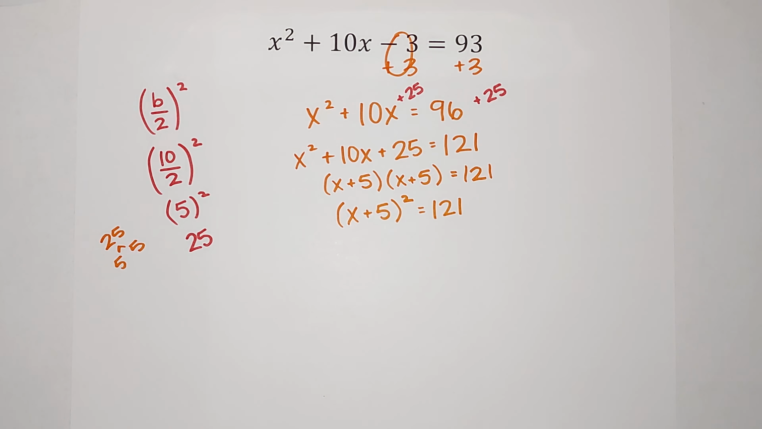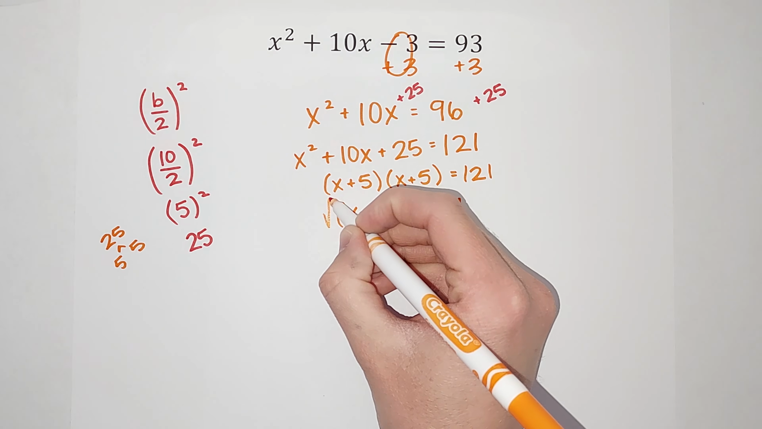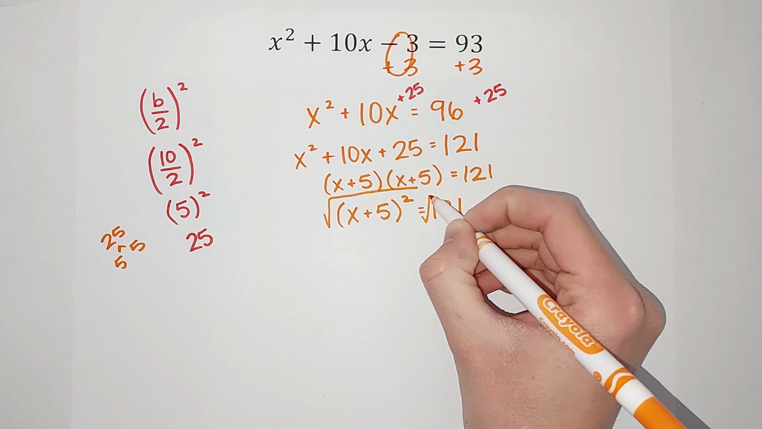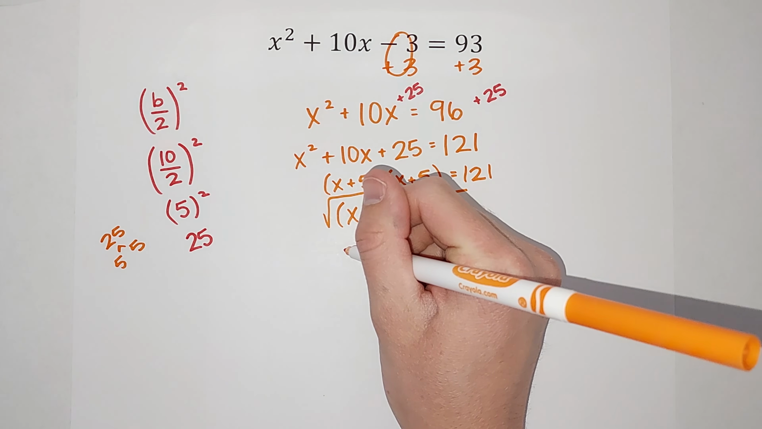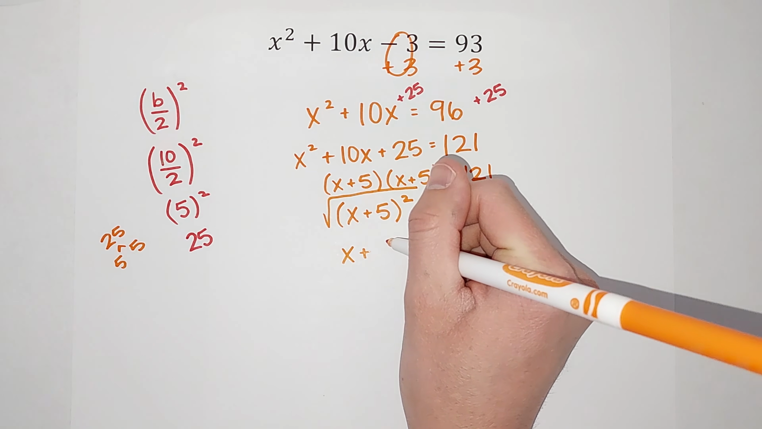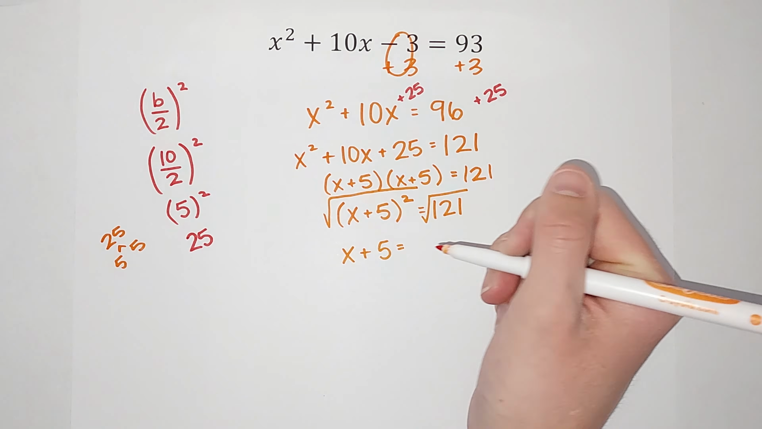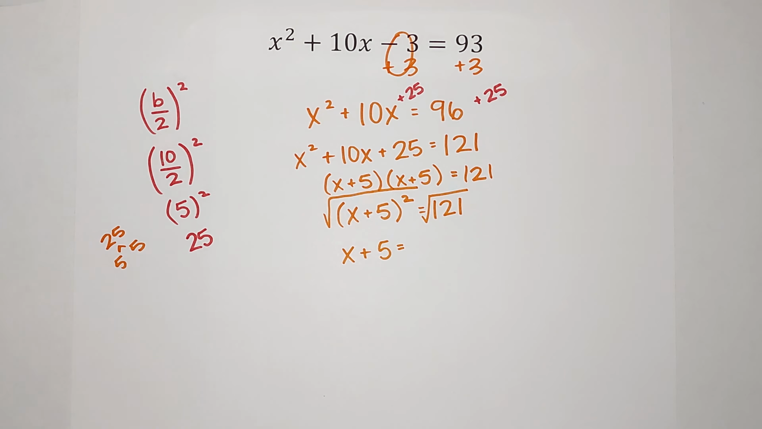All right, now I can solve for x, right? So how do I get rid of that squared? Well, I take the square root, right, of both sides, okay? The squared and the square root cancel. So on this side, I'm left with x plus 5 equals, whenever we introduce a square root, we need to remember our plus or minus, okay?